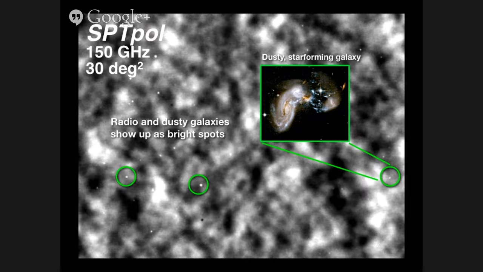We're talking about 10 millijansky, 20 millijansky objects. And more than 50 of these have now been followed up with ALMA to look in more detail at the lens and galaxy model. But I won't be talking about these in this talk.